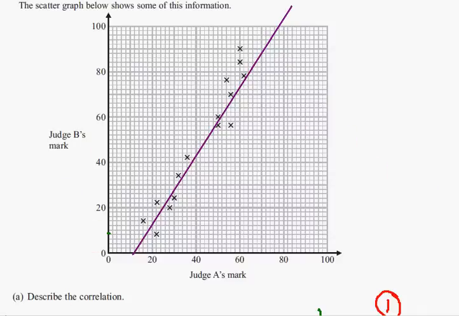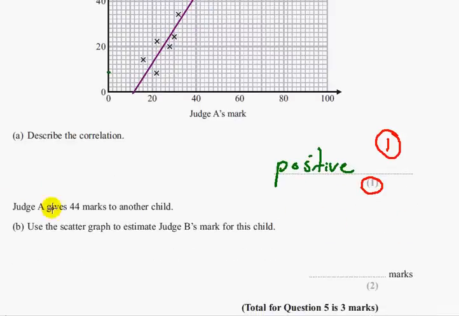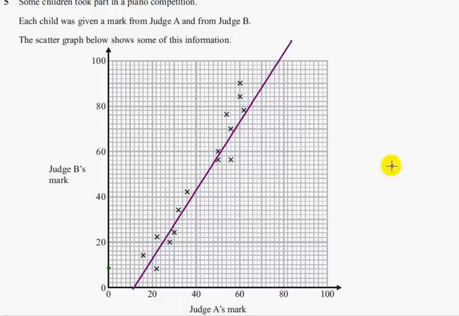Now, was it Judge A or Judge B who gave the 44 marks? Judge A gives 44 marks to another child, so we have to use the scatter graph to estimate Judge B's mark for this child. So Judge A gave 44 marks. Be careful of this scale as well. It's not going up by ones, it's going up in twos, because 30 is here. So Judge A gave 44, so 2, 4 is here. You get your ruler, draw a line up to your line of best fit, and across.